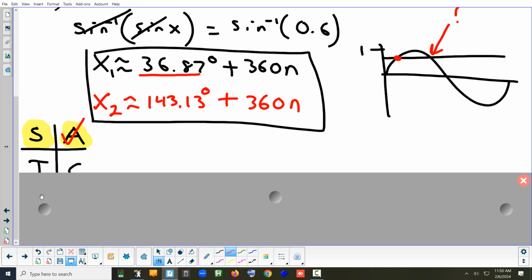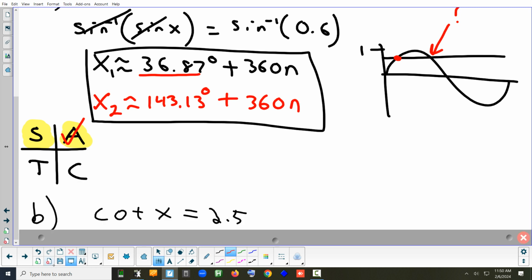Any question on that? And you could do the same thing in radians, right? Except instead of putting a plus 360, you do a plus 2 pi. In fact, I'll do the next one in radians just to practice.